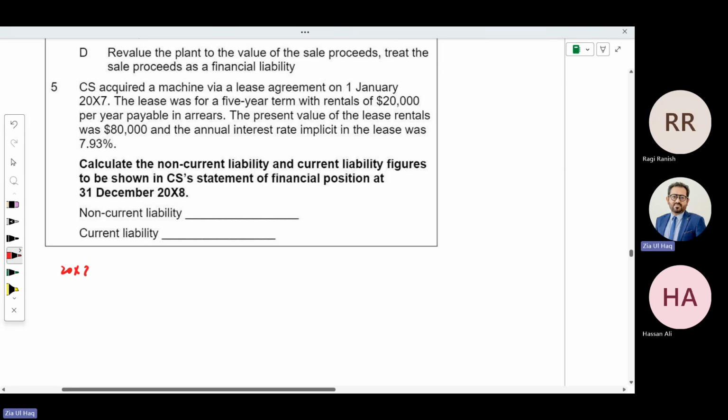So for 20x7, this will start with 80,000 and we need to add interest. What is the interest amount? 7.93% of 80,000 is 6,344. Then we will make a payment of 20,000 and the remaining balance will be 66,344, and this will be the 20x8 opening balance.